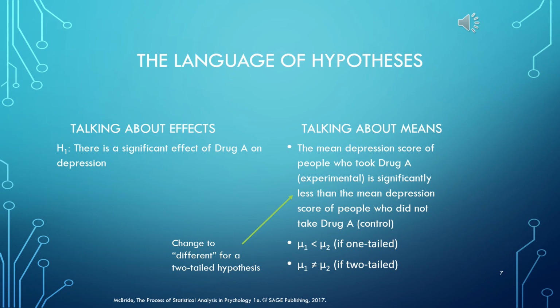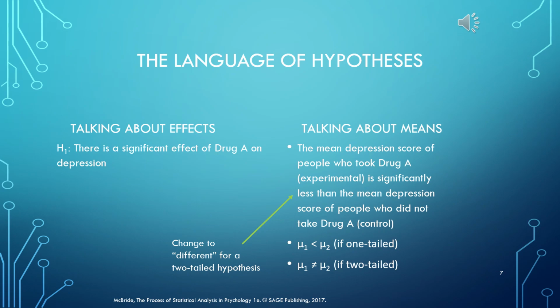Now that's if you have a one-tailed hypothesis, meaning you have a directional hypothesis. I actually think that this drug A will decrease depression scores. If you use a two-tailed hypothesis, meaning a non-directional hypothesis, you would just say, I think people who take drug A will have a significantly different average depression score. You're just being non-committal about it. You're not saying which direction it might be.